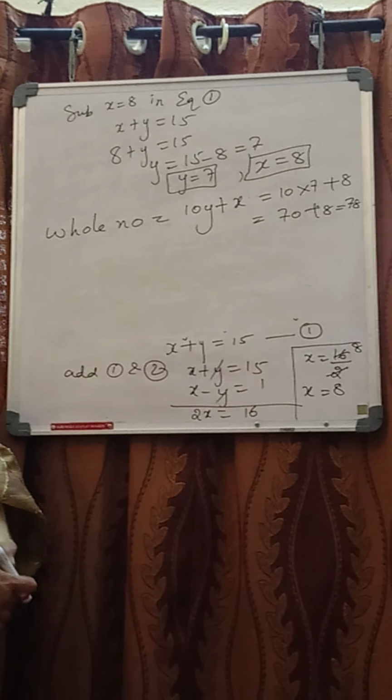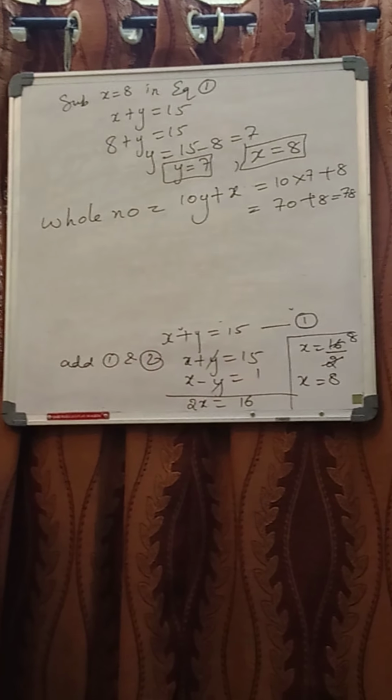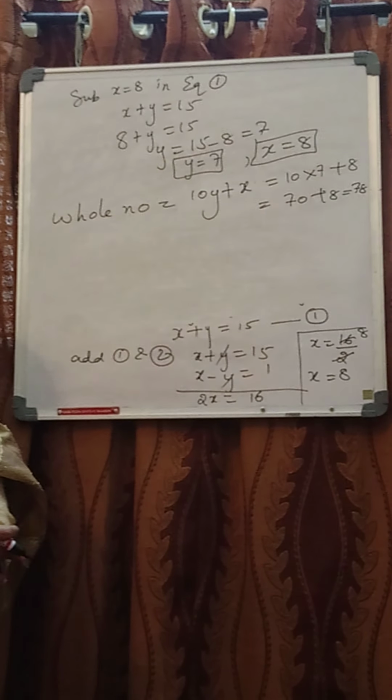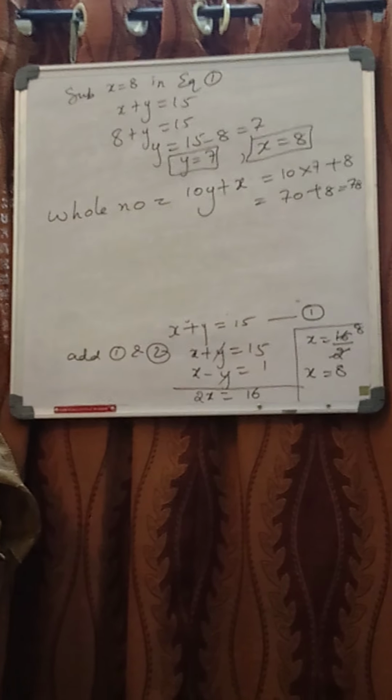Then what about the reversed number, children? The reversed number is 87. Reverse the digits and you will get the reversed number. Clear, children? Yes. Now, in today's class, you discussed problems on ages and problems on numbers, children.